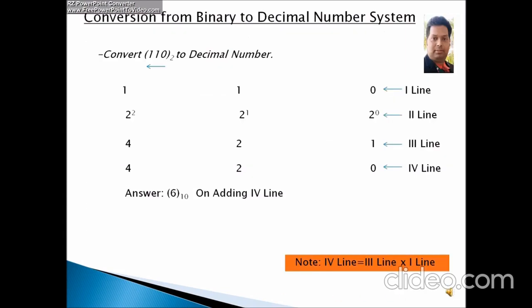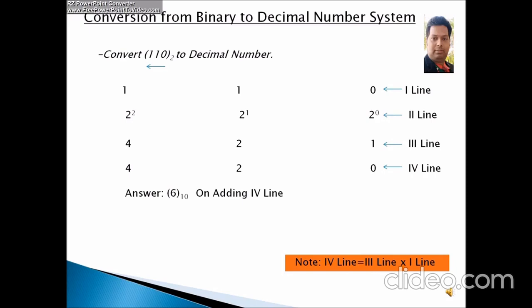For example, there is a binary number that has been given, that is 110. Now we will see how to convert it into decimal number. Now any number is there, the unit starts from the rightmost. So in the binary number also the unit starts from the rightmost side. So here see in the first line the rightmost digit is 0, then the middle digit is 1 and the leftmost is 1.